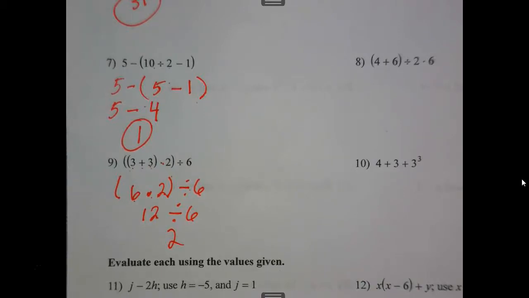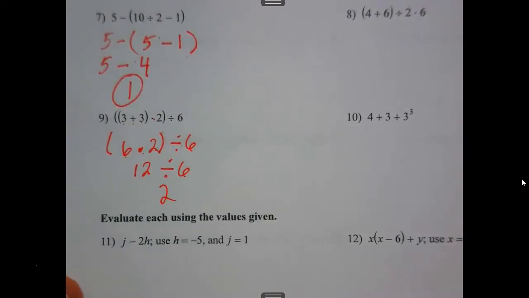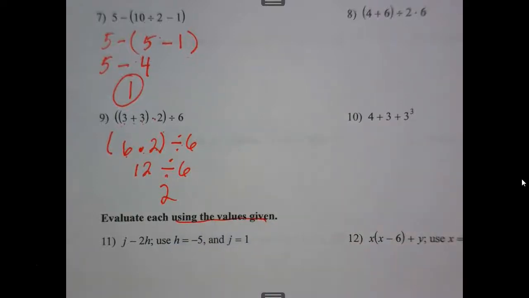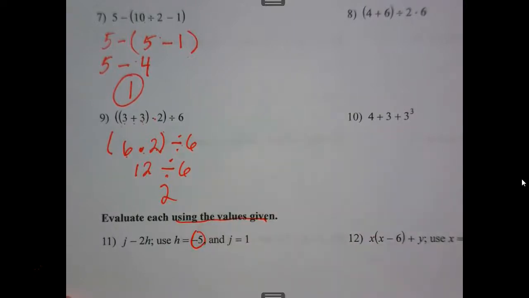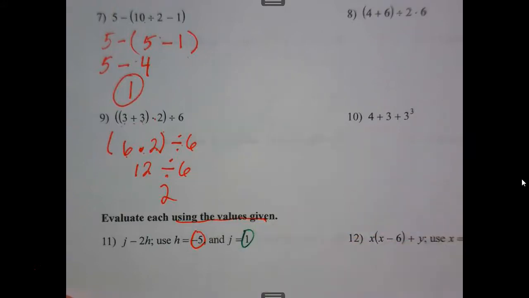Okay, 11 through 25. We're evaluating, using the given values. What we have to do is whatever they give us for the variable, we plug it into the equation or the expression. So what would you do for the 5? Okay, 5? The negative 2 times negative 5.